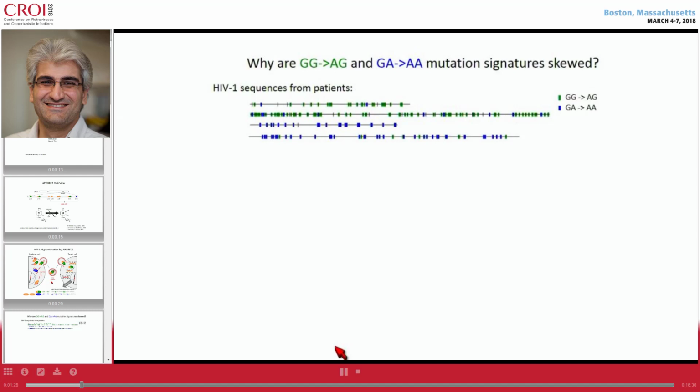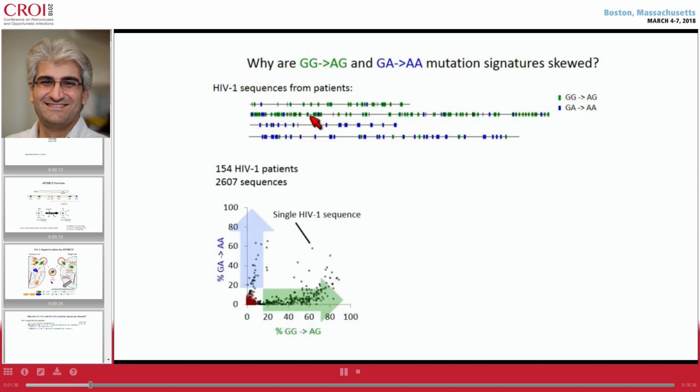If you look at the HIV sequences that you get from the infected patients, you see an interesting pattern. You see a lot of green signature or a lot of blue signature, but not both at the same time, suggesting that maybe the action of these 2 APOBEC classes is independent. If I quantify this for many HIV sequences from many patients, such that each sequence is represented by the percentage of the green signature versus that of the blue signature, I see this orthogonal pattern, again suggesting that they do not co-mutate the same HIV genome. You see empty space here.